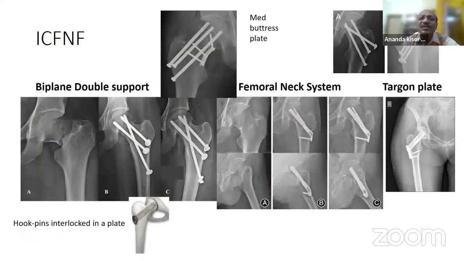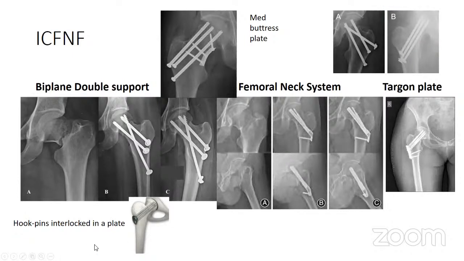Suppose I am giving this in a nutshell, that all of you know. It is the intracapsular neck of femur fracture, recent advances. See, this is the biplane double supported screw fixation. This is the femoral neck system. This is the Targon plate. As you can see here, this is the Powell screw, and this is the medial buttress plate. And this is also a hook pins interlocked in a plate.